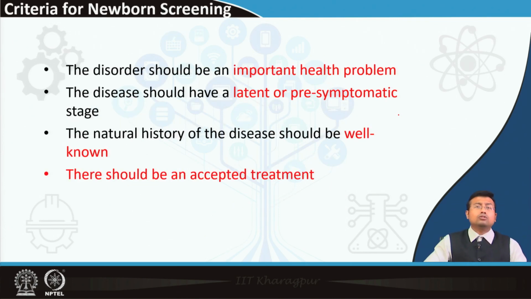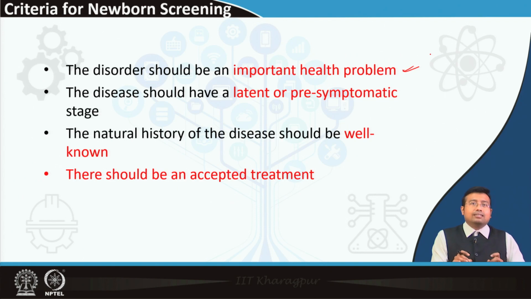Okay. So what are the criteria for which any disease can be included in a newborn screening program? We first discussed the criteria for a disease to be considered a metabolic disease. Now we already know it is a metabolic disease, why should we screen them? So number one, the disorder should be an important health problem. There are many milder disorders that might not pose any problem, right? That should not be the case.